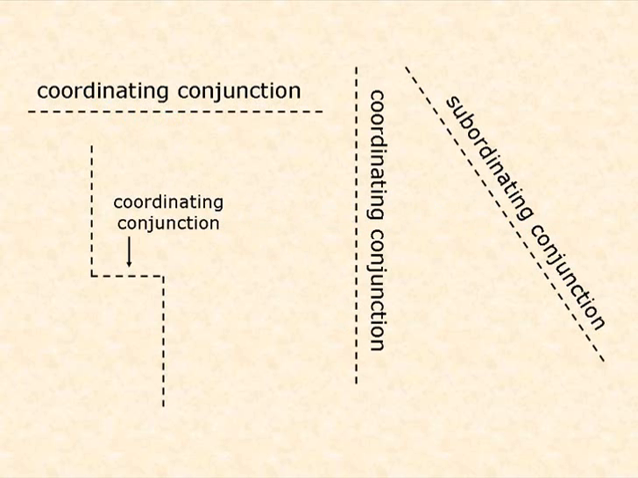a compound. Aren't they dashing? Dashing. Whether the line is vertical, horizontal, or slanted depends on the conjunction's function in the sentence. Huh, that sounds like a Schoolhouse Rock song.